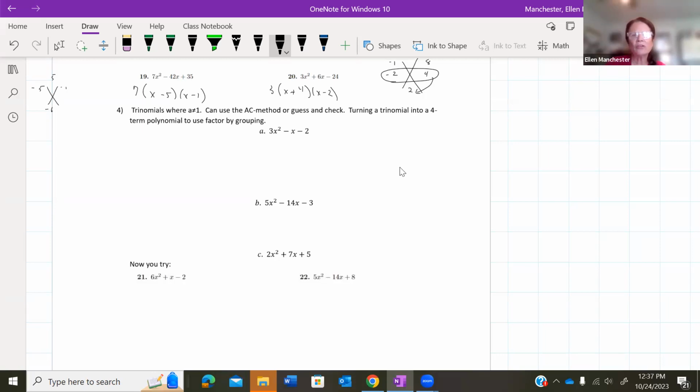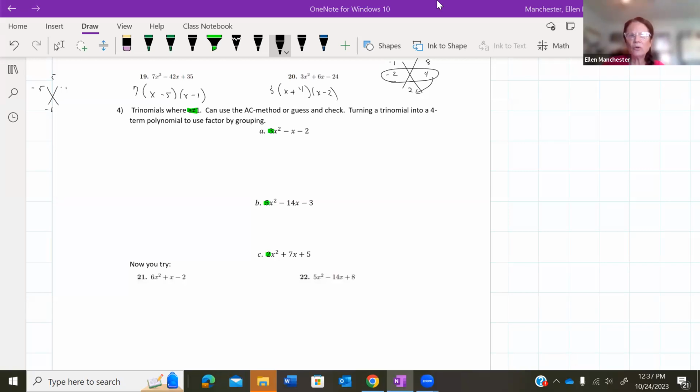Okay, so this one is called the AC method. And this is where your A value is not equal to 1. Okay, so that's how you know you have an AC method. So the A value is 3 on this one, 5 on this one, and 2 on this one. Okay, so the technique is actually very similar to the trinomial one where A does equal 1, with one little twist to it.